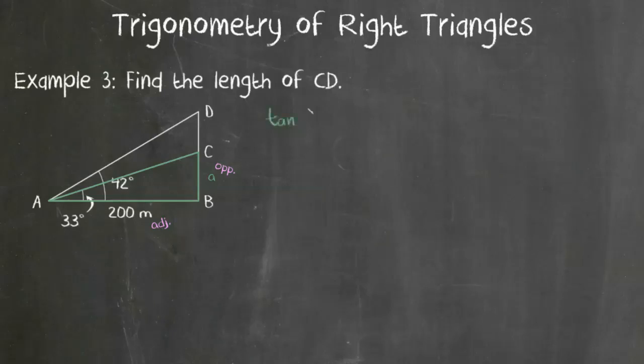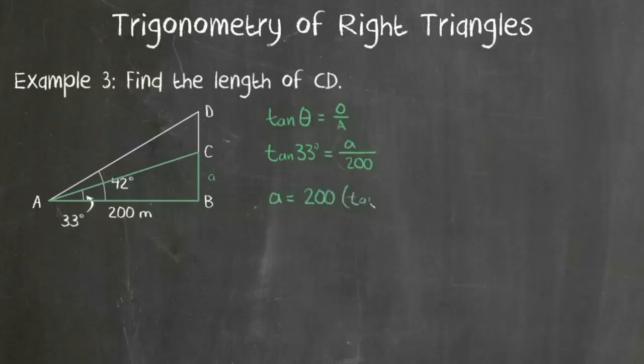Okay, so tan of theta, again, is opposite over adjacent. I sub in what I know, so tan of 33 degrees is equal to A over 200. In order to solve for A, I multiply both sides by 200, so 200 times the tan of 33, and again we punch this into our calculator, and I get a value of approximately 129.9 meters.